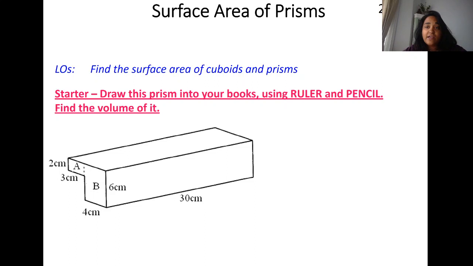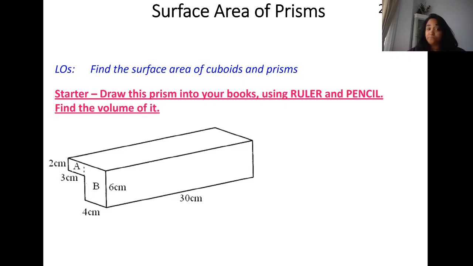And the first thing I'm going to ask you to do is to find the volume. So you need to think back when we did volume of 3D shapes, 3D prisms. How do we find the volume? Have a little look back in your book if you need to, or get straight into it. Hit pause, and then when you've finished, have a look and see if you've got it right.